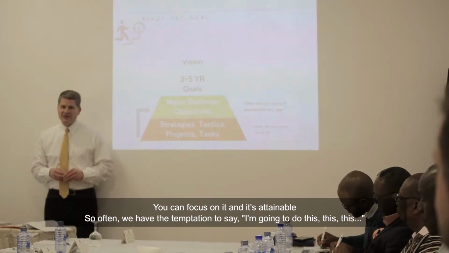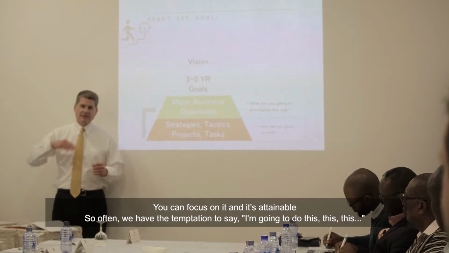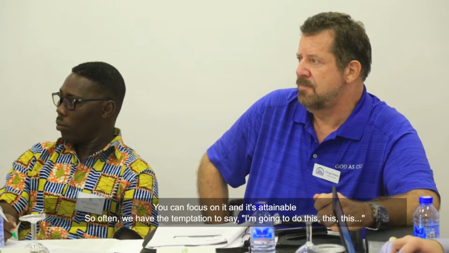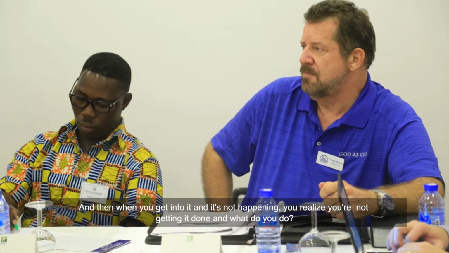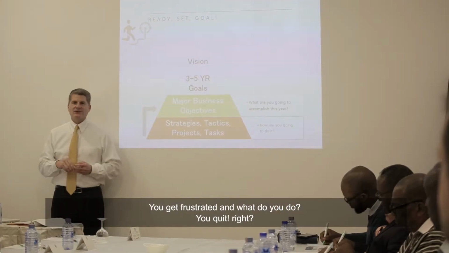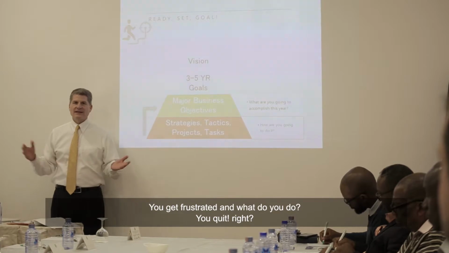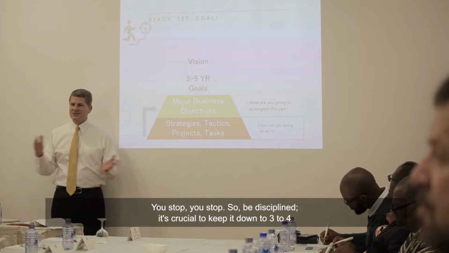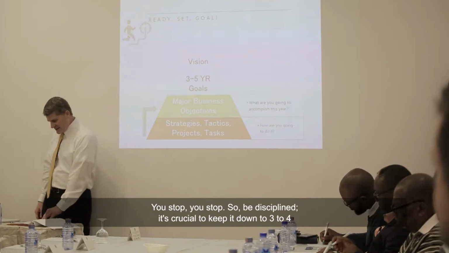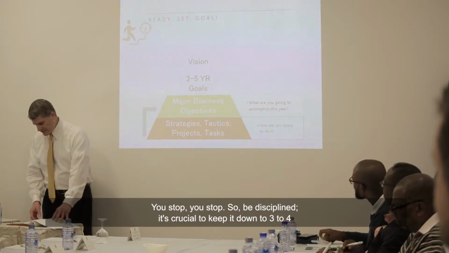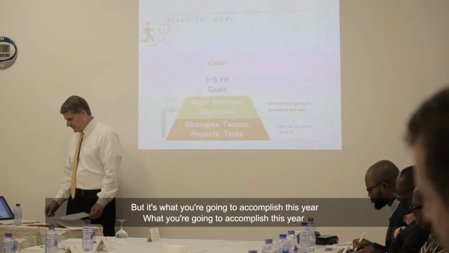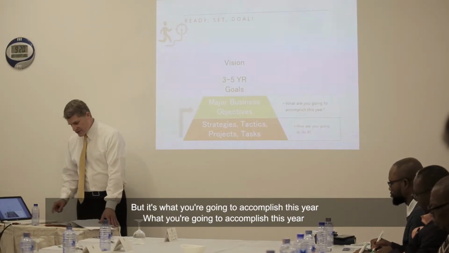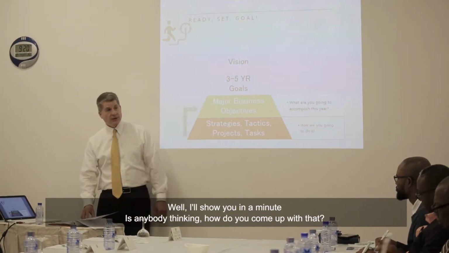So often we have the temptation to say, I'm going to do this, and then when you get into it and it's not happening, and you realize you're not getting it done, then what do you do? You get frustrated, and what do you do? You quit, right? You stop. So be disciplined, and it's crucial to keep it down to 3 or 4. It's what you're going to accomplish this year, and how well, we'll show you in a minute.